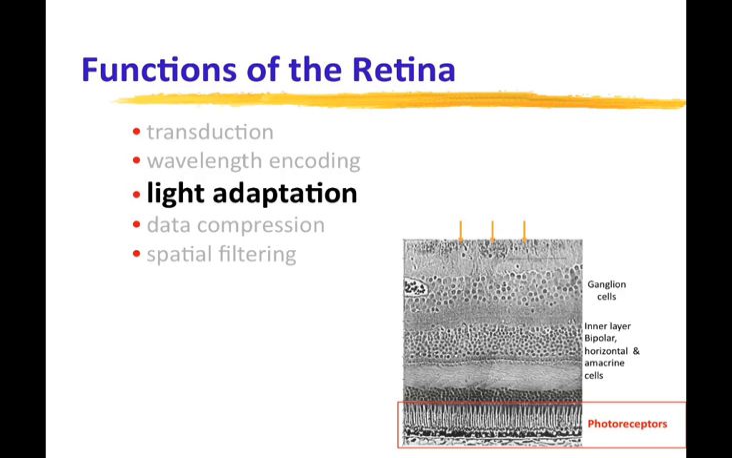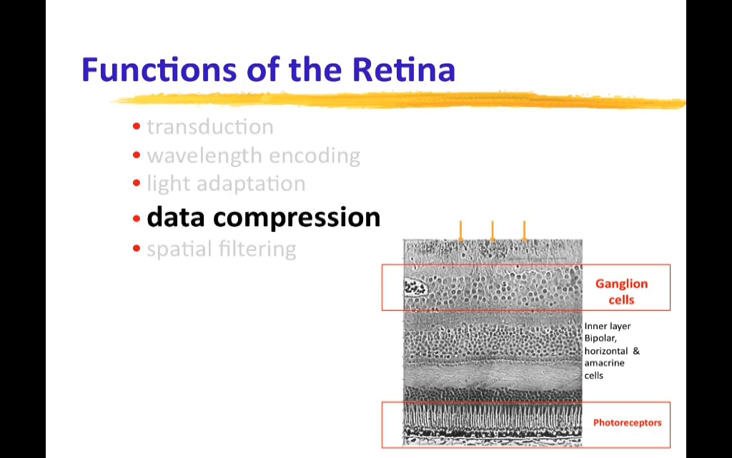Okay, so the third function of the retina is light adaptation, and that means adjusting to different levels of incident light. Instead of me telling you the answer, you guys are going to have to research this a little bit. And just to orient you again, this light adaptation process is still happening in the photoreceptor layer in the retina. So the photoreceptors are pretty cool. They do quite a lot of processing in the retina. And in fact, they also do another thing, which is called data compression.